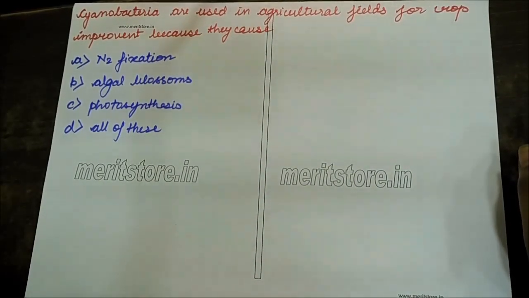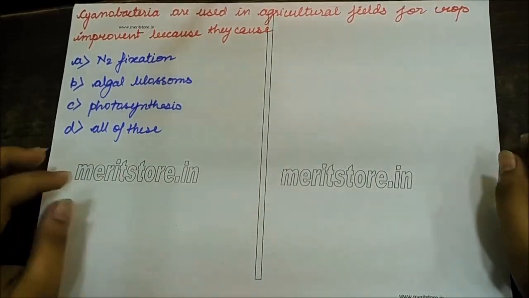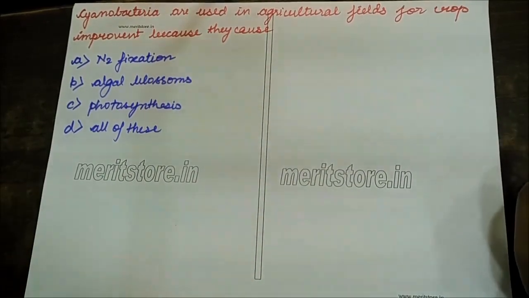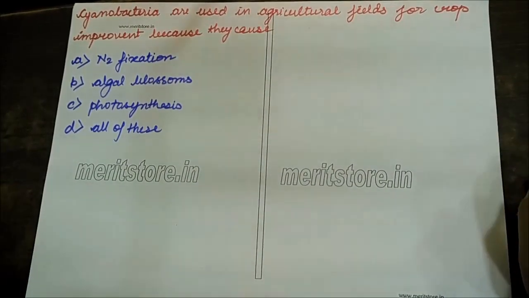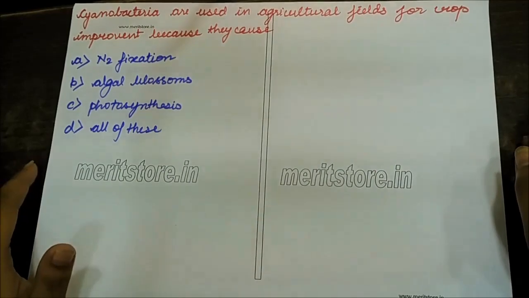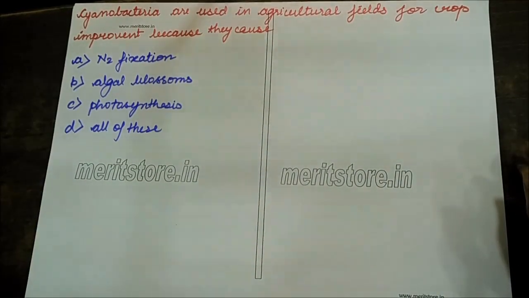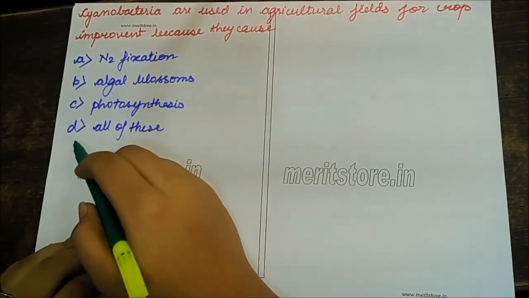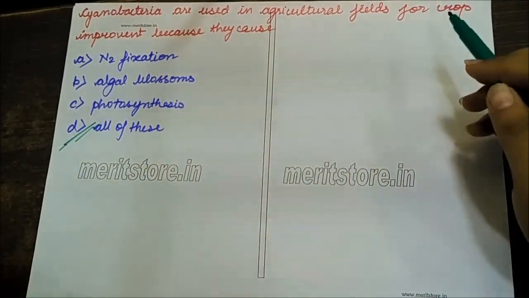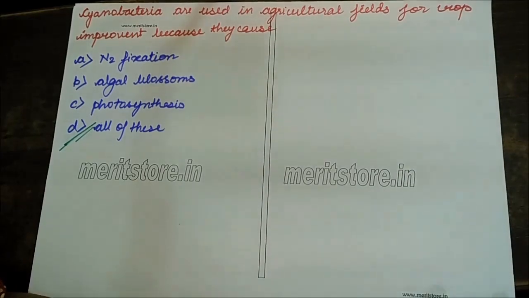Let's move on to the next question. Cyanobacteria are used in agricultural feeds for crop improvement because they cause nitrogen fixation, algal blossoms, photosynthesis, or all of these. And the answer for this is all of these. Let's know how.